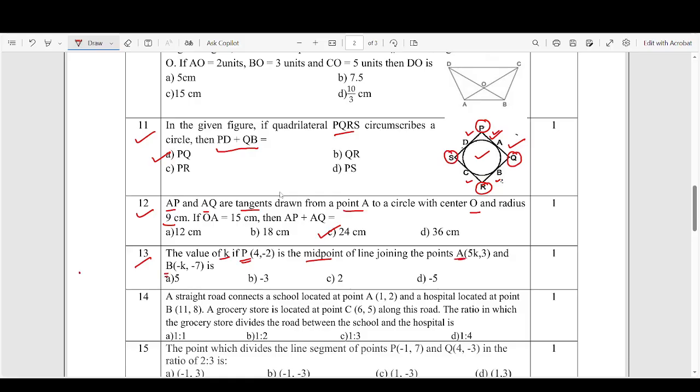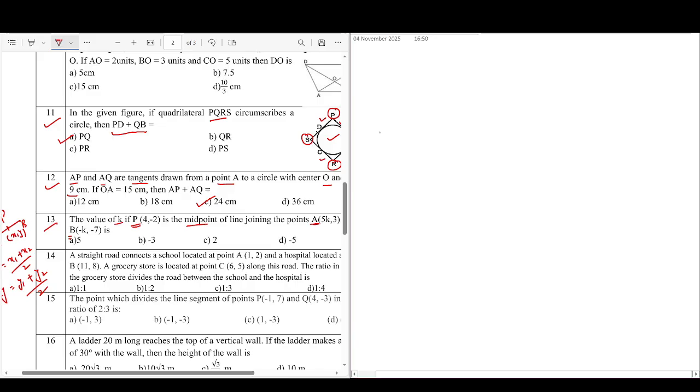We know if we have 2 points A and B, and if P is the midpoint, so we know the midpoint coordinates if these are x and y. So x will be (x1 plus x2) upon 2, and similarly y will be (y1 plus y2) upon 2. So that concept only we will use.